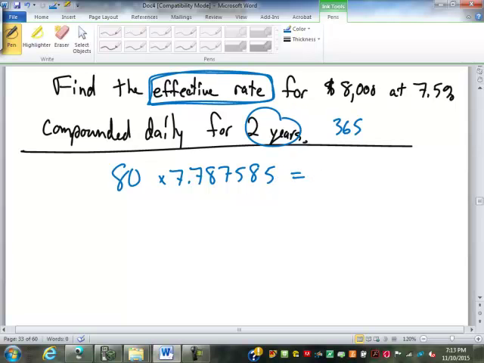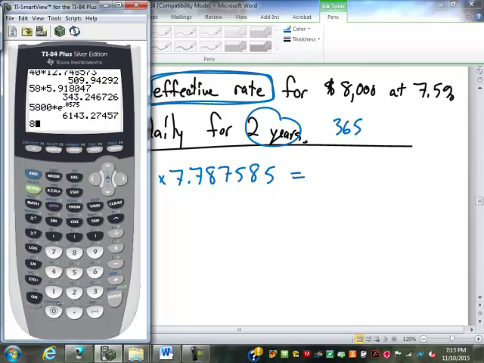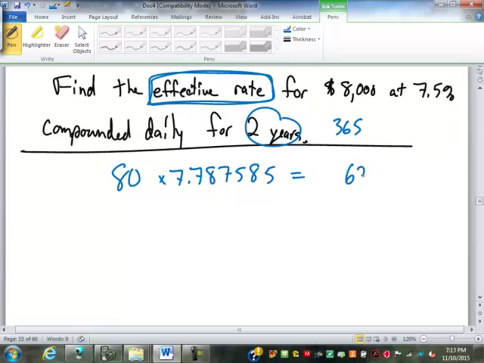How many people had that off right there? Was it 2 years? Okay, I figured that would catch a lot of you. So 80 times 7.787585. So your interest is $623.01. Now we don't need to add that on because we really don't care what the future value is. We're looking for the effective rate.